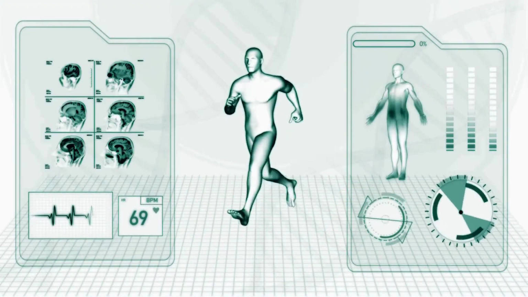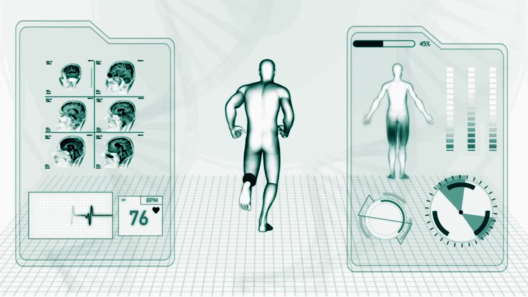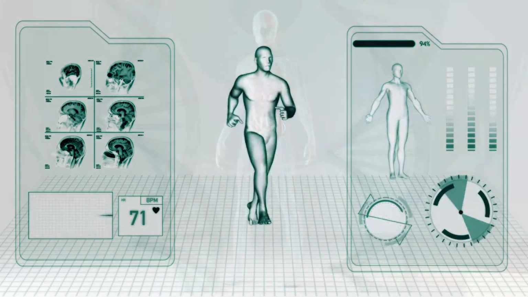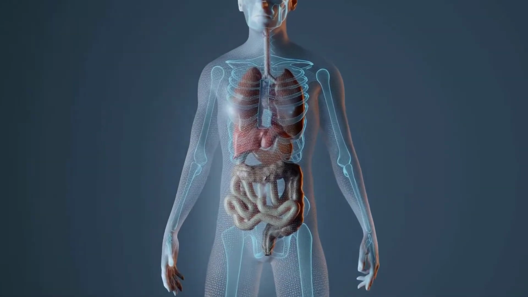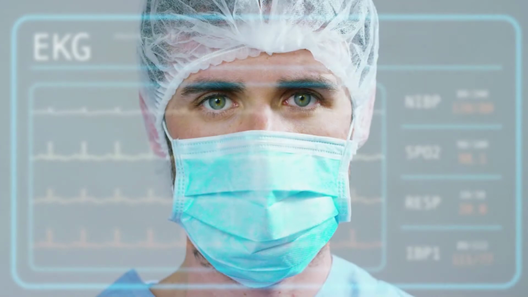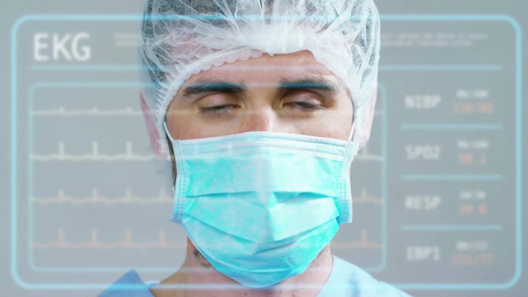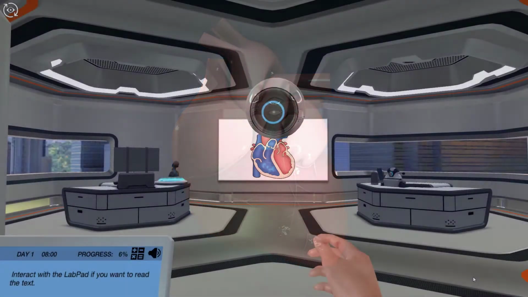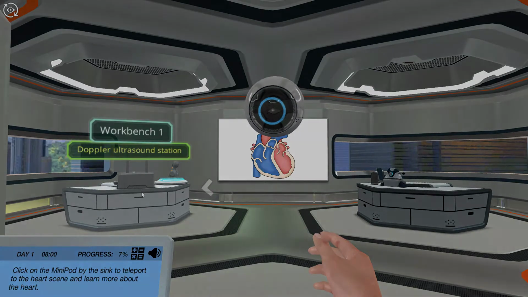The human body is a very complex system, and when exercising, many different processes occur at the same time to help the body supply enough oxygen to meet an increased demand. Not only does the heart beat faster, but many other compensatory mechanisms optimize the transport and use of oxygen in the body. Before we dive into different cardiac mechanisms and parameters, first we need to understand the basics of the heart. Let's learn how it works. Click on the mini-pod by the sink to teleport to the heart scene and learn more about the heart.